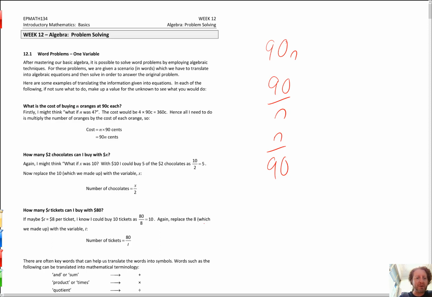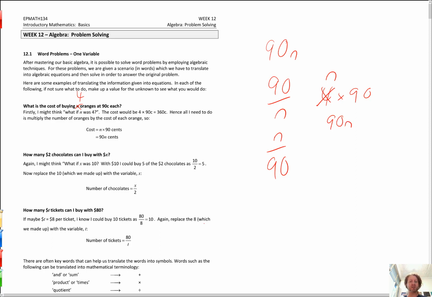Like, if I'm buying, say instead of n it was 4 oranges, I know if I'm buying 4 oranges at 90 cents each, well, I've got to spend $3.60. It's 4 times 90. So okay, I know that it's 4 times 90, but it wasn't really 4, was it? It was n. So it must be n times 90, which in algebraic terms, we can call 90n. Okay, fair enough. What about the next one?